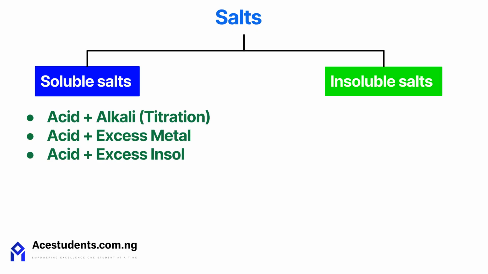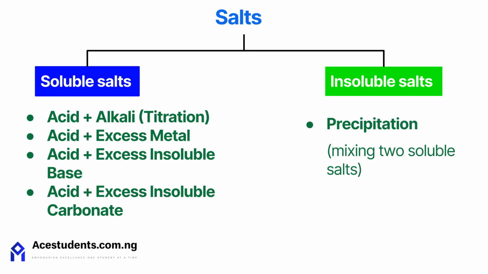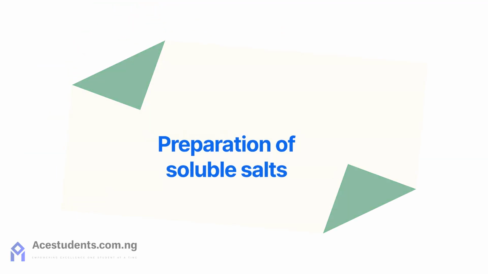Soluble salts are prepared by reacting an acid with an alkali using titration, or with an excess of a metal, an insoluble base, or an insoluble carbonate. Insoluble salts are prepared using the precipitation method, which involves mixing two soluble salt solutions to form an insoluble solid, known as a precipitate. Let us now focus on the preparation of soluble salts using different chemical reactions.